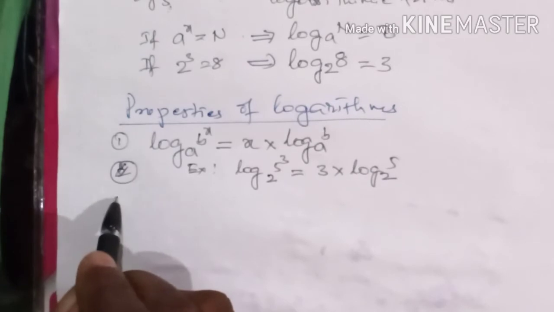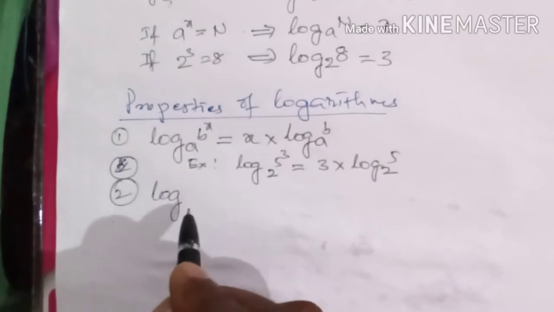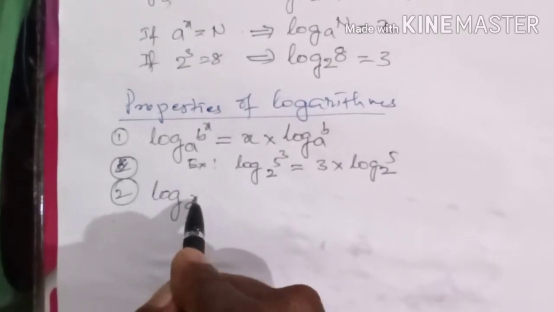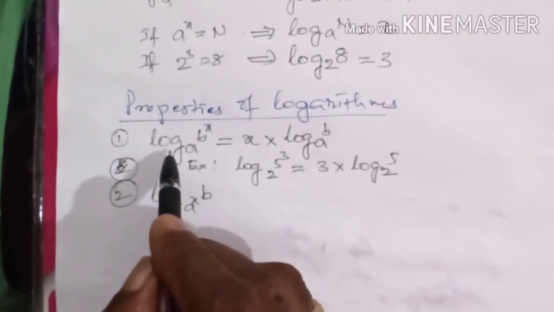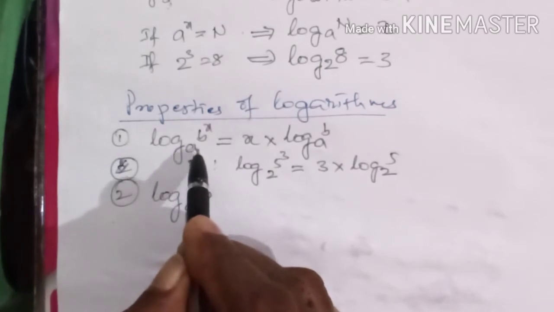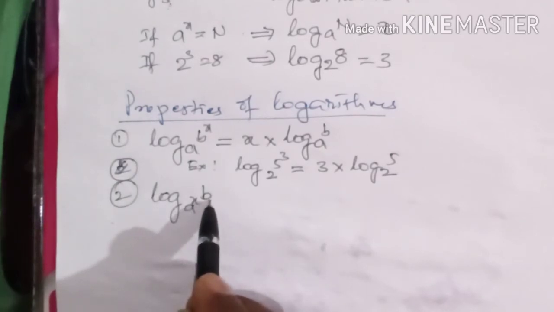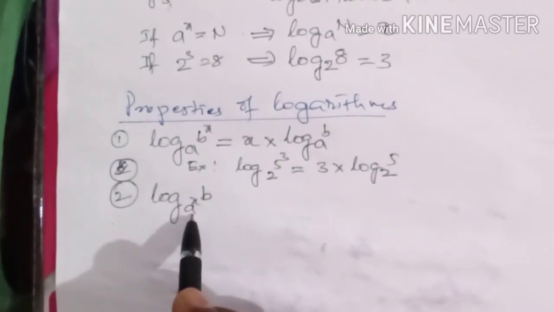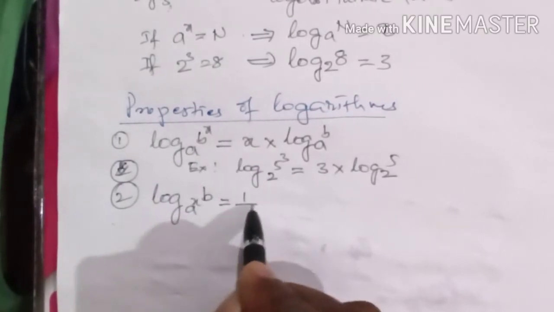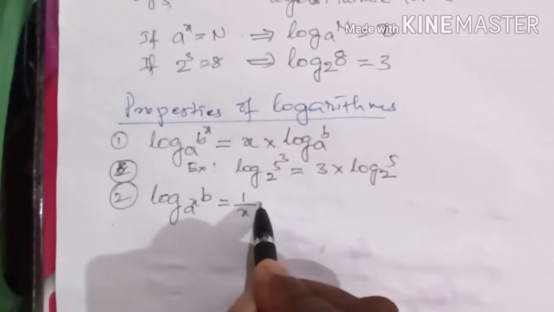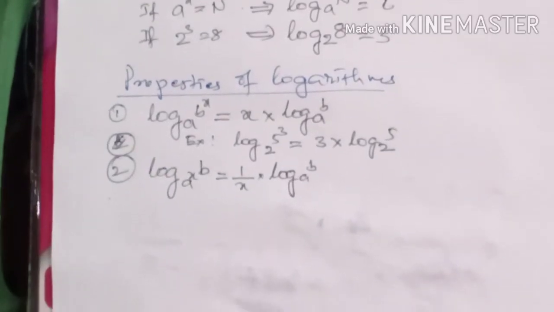And the second law is log of b, here the base is a to the power of x. Here the base of this logarithm is a to the power of x and the given number is only b. If it is given like this, we can write this as 1 by x into log b to the base a.